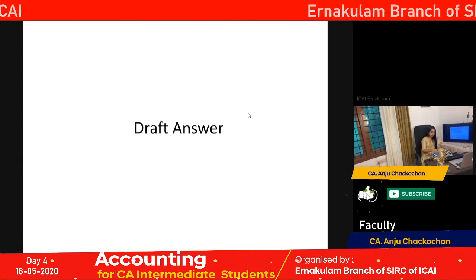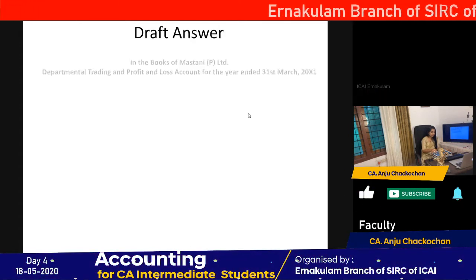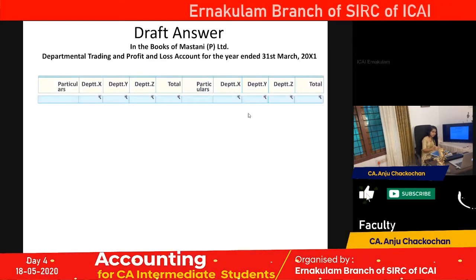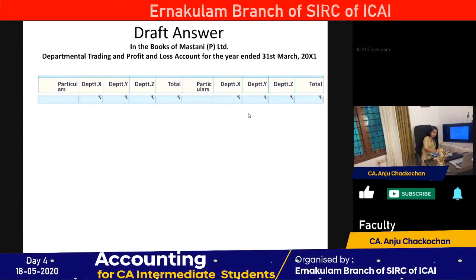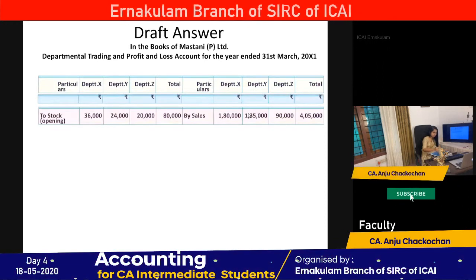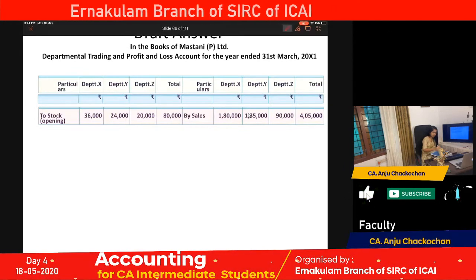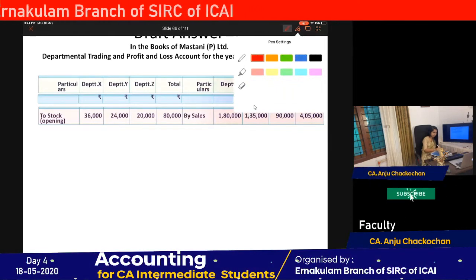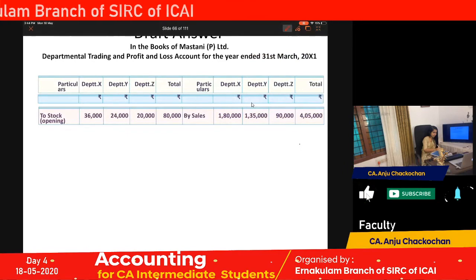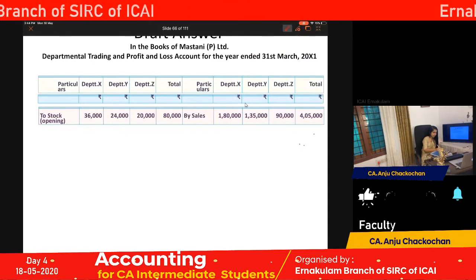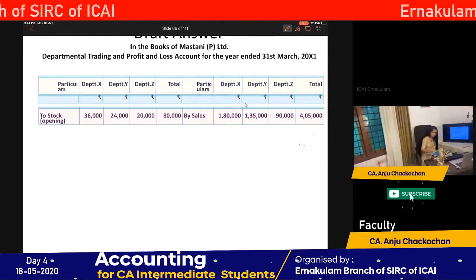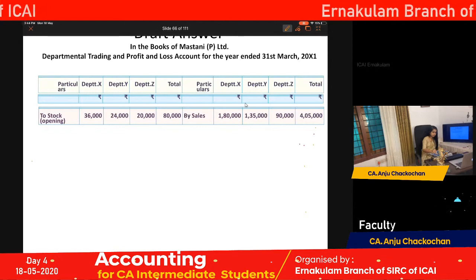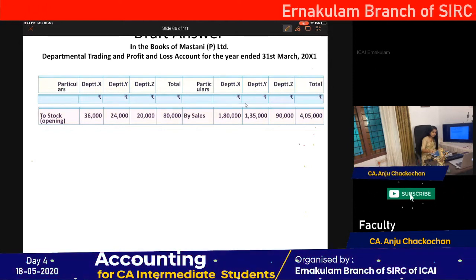See, here I have written the draft answer. Let's see which all figures are given in the question. See, the opening stock is straight away given in the question. Not an issue. For all the 3 departments, you have the opening stock given. And then sales is also given to you. Just keep writing these answers.